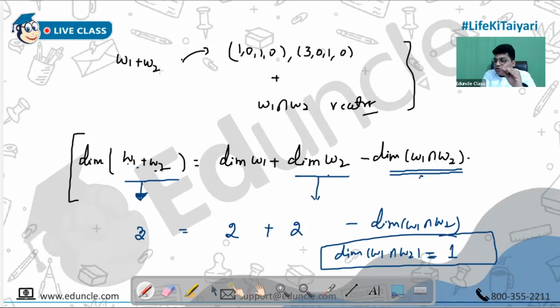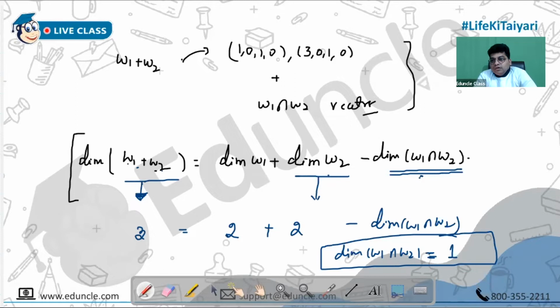So can you conclude now? If the dimension is 1, then what can you say? W1 plus W2 is the element of W2, whatever you have said, plus one element from the intersection. Is it clear, Thanu? Is it clear? Okay, done. So basically W1 plus W2 is generated by W1 union W2.